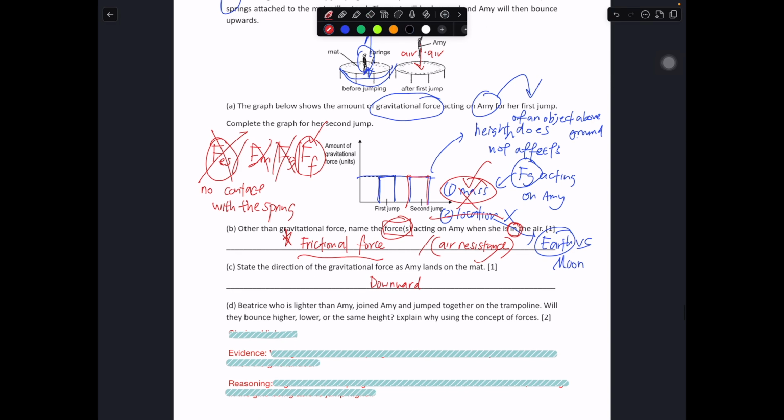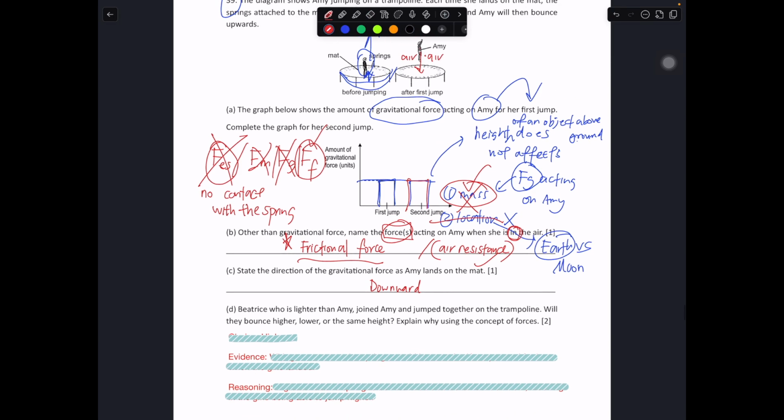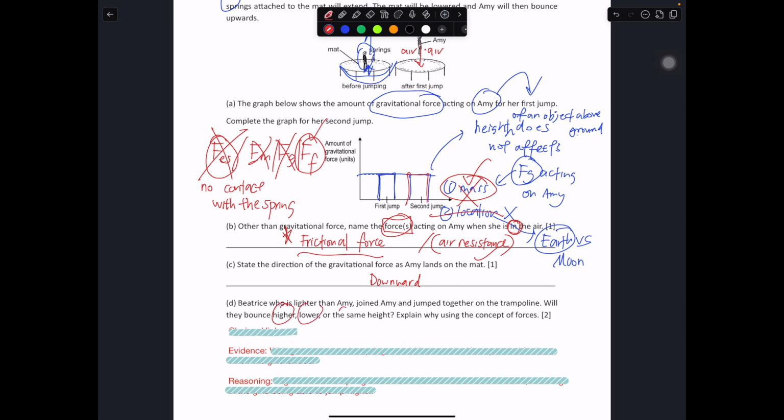Okay, so Beatrice, who is lighter than Amy, joins Amy and they jump together on the trampoline. Will they bounce higher, lower, or the same height? Explain using the concept of forces. So when Beatrice and Amy jump on it, they will have more mass combined together. So Amy plus Beatrice, they will have more mass. Imagine this is your spring. If the two of them jump together on the spring, the spring will be even more compressed.